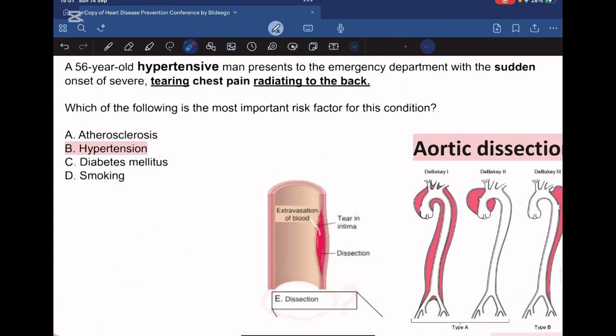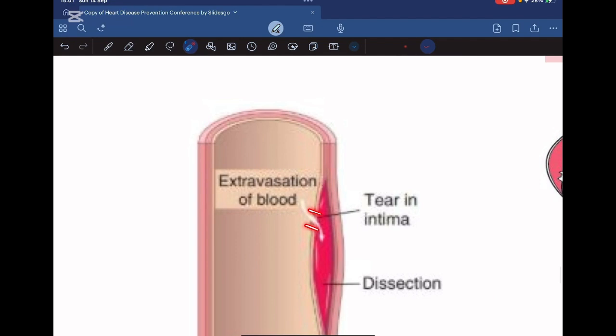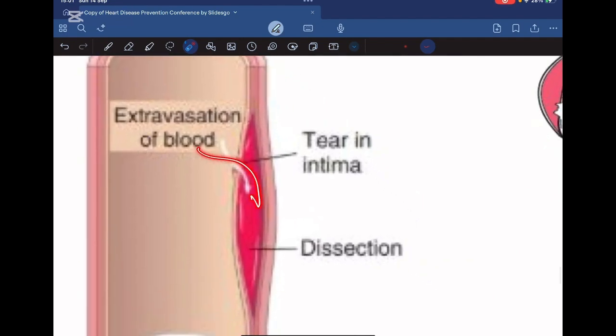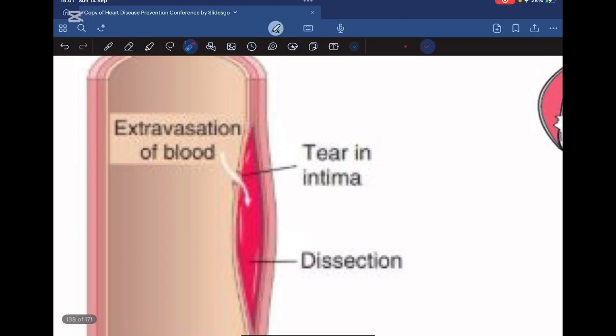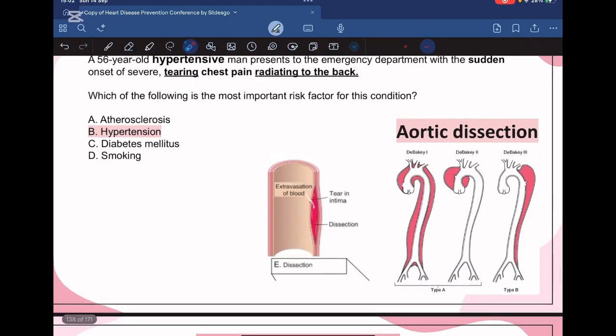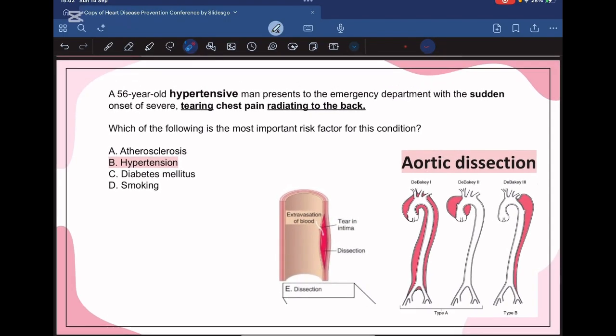So what is dissection? I have endothelial injury, as you can appreciate here. What will happen is that the blood will start to accumulate between the two layers of the blood vessel. It will start to expand, and it may rupture. The rupture gives us a sudden severe tearing chest pain that is radiating to the back. These are very important keywords for aortic dissection: very severe tearing chest pain that suddenly happened, radiating to the back.